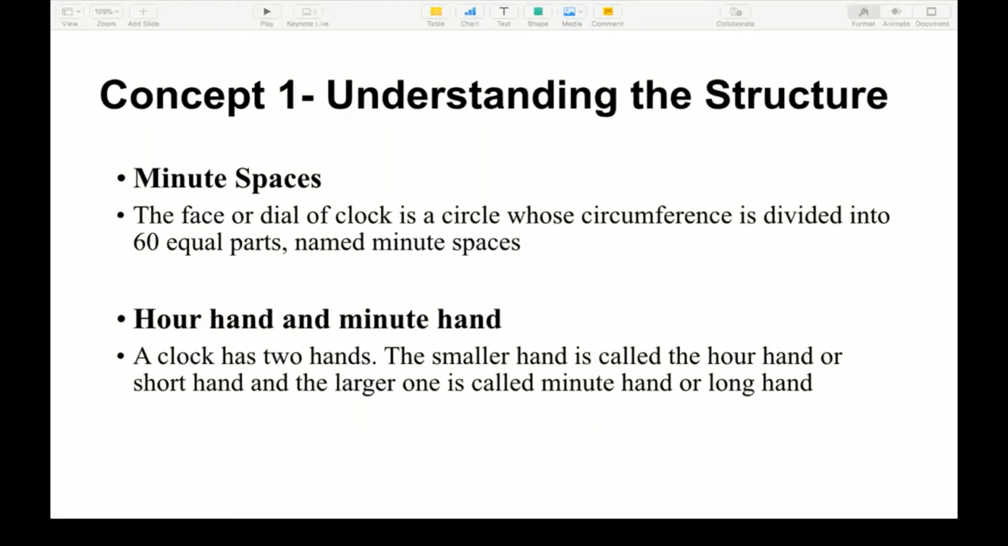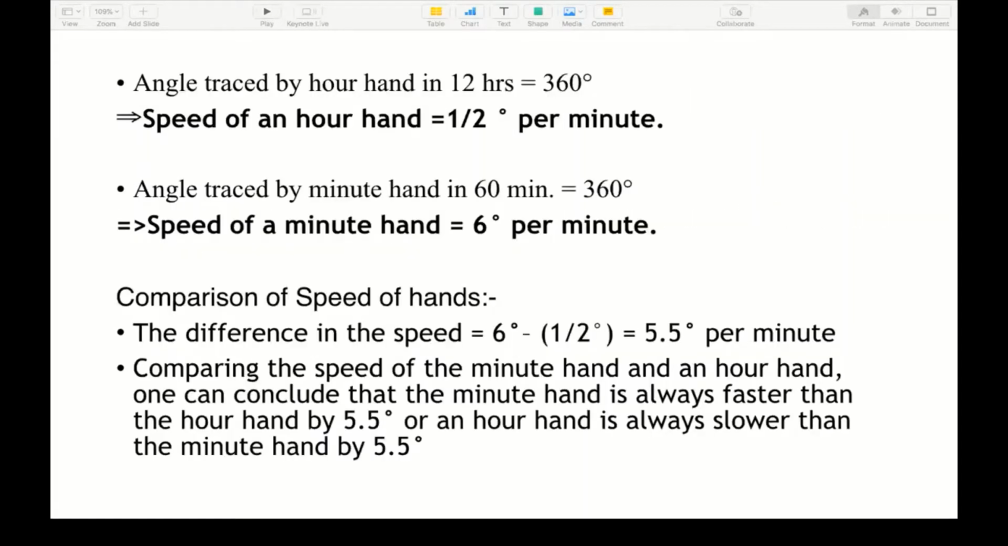So it has minute spaces, and the face of a clock is a circle, right? And it is a circle whose circumference is divided into 60 equal parts. They are called minute spaces. So these are the basic things related to clocks, which I believe everyone knows, right? So let's come to the technical terms now.